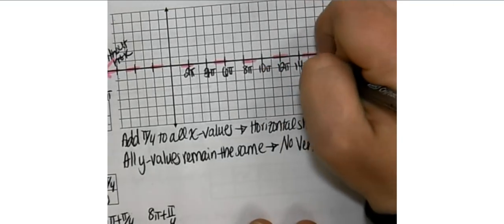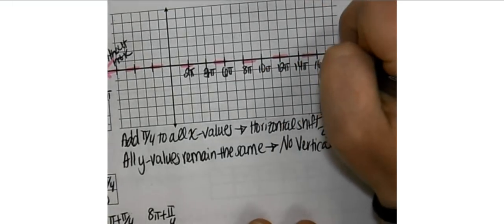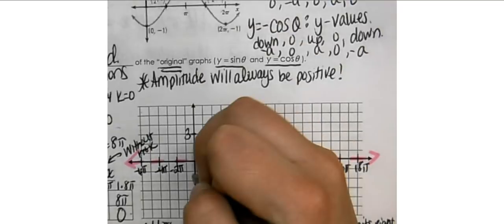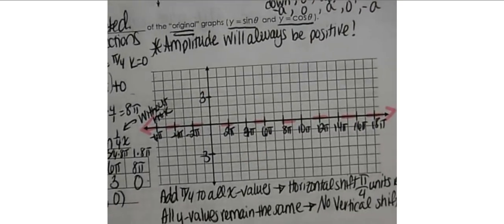12 pi, 14 pi, 16 pi, and 18 pi. And going backwards, I have -2 pi, -4 pi, and -6 pi. My maximum is going to be a 3, and my minimum is going to be a -3, so I'm just going to go by ones. So I'm going to count 1, 2, 3, and 1, 2, 3. Here's -3. And so now I've labeled my graph appropriately.